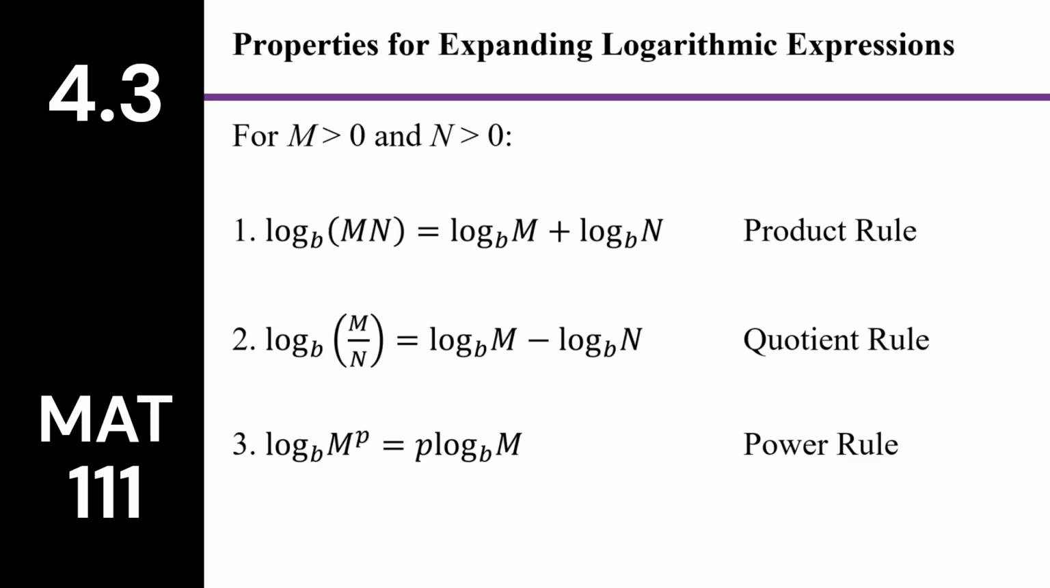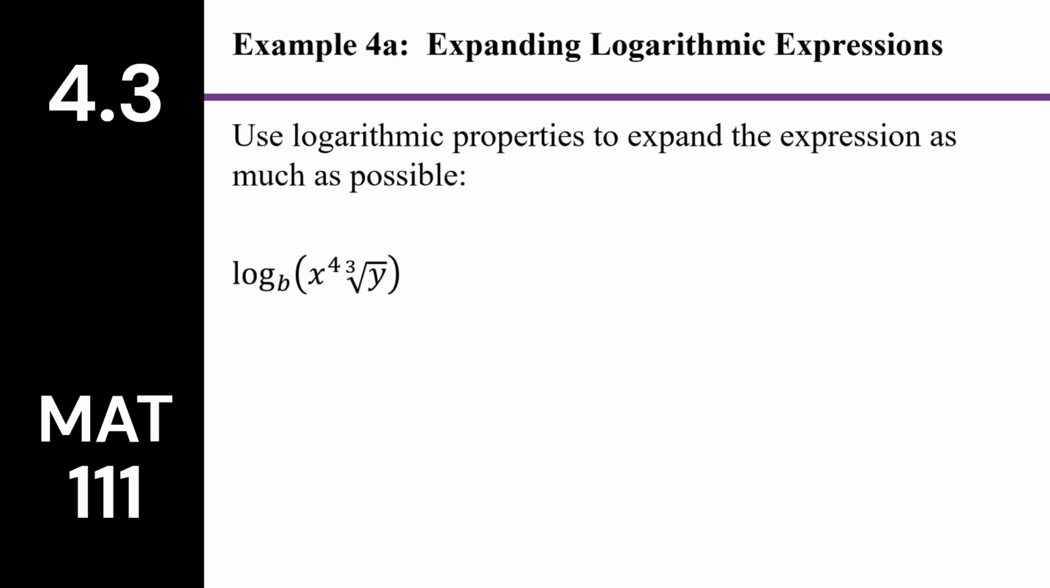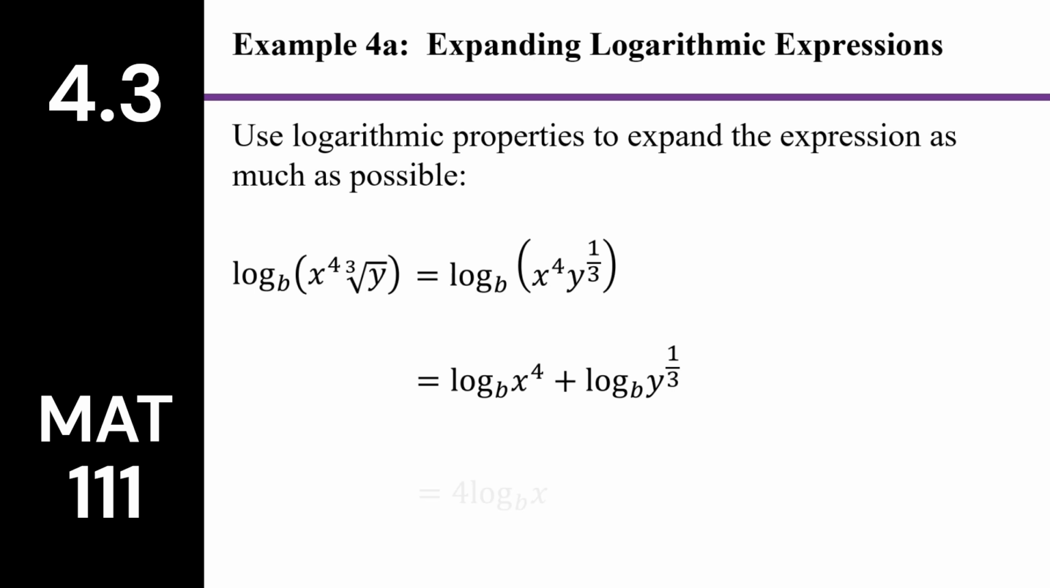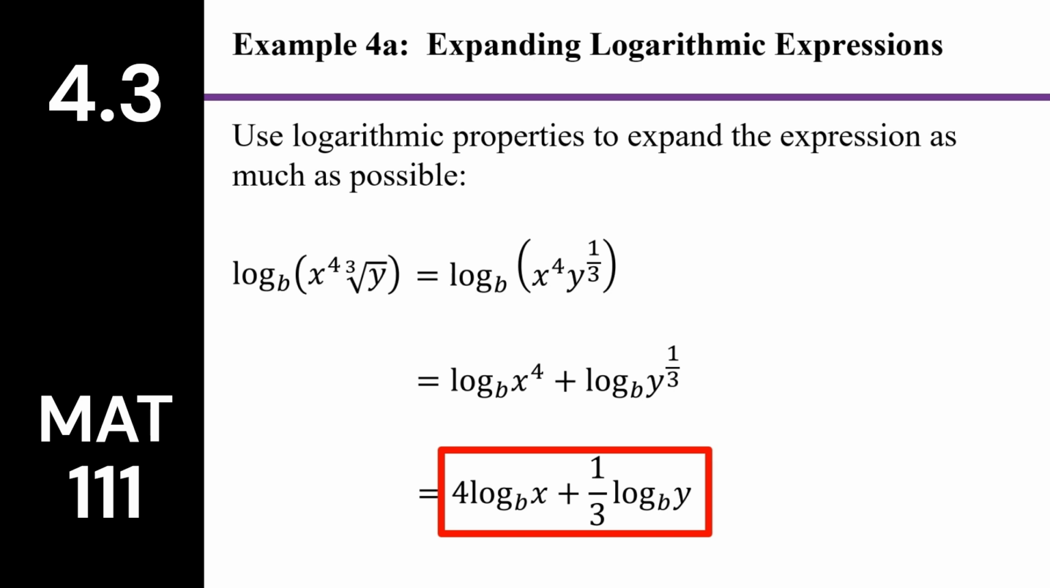Here's a summary of our 3 properties for expanding logarithmic expressions. In the next examples, we'll see that we sometimes need to use more than one property in the same problem. In this example, we'll first rewrite the cube root of y as y to the 1/3 power. Then we'll use the product rule to write it as the sum of logs. And then we can bring that 4 down in front using our power rule. And we bring the 1/3 down in front using the power rule. And that's the final answer.